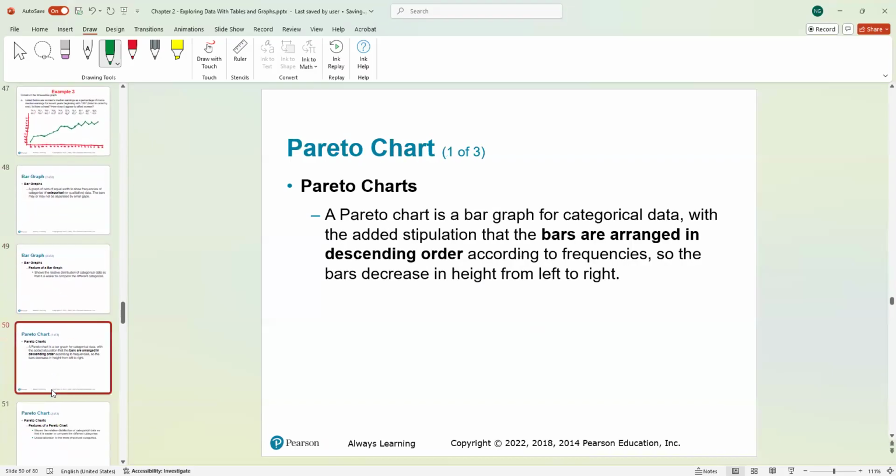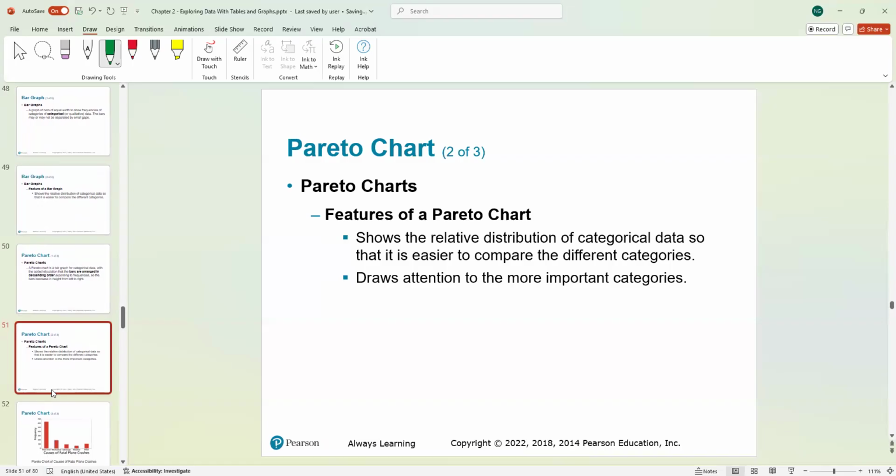Another characteristic of a Pareto chart is that it is a bar chart for categorical data with the added stipulation that the bars are arranged in descending order. So the highest bar comes first, and you go from the highest to the shortest according to frequency. The bars decrease in height from left to right. It also shows the relative distribution of categorical data so that it's easier to compare the different categories, and it draws attention to the more important categories.